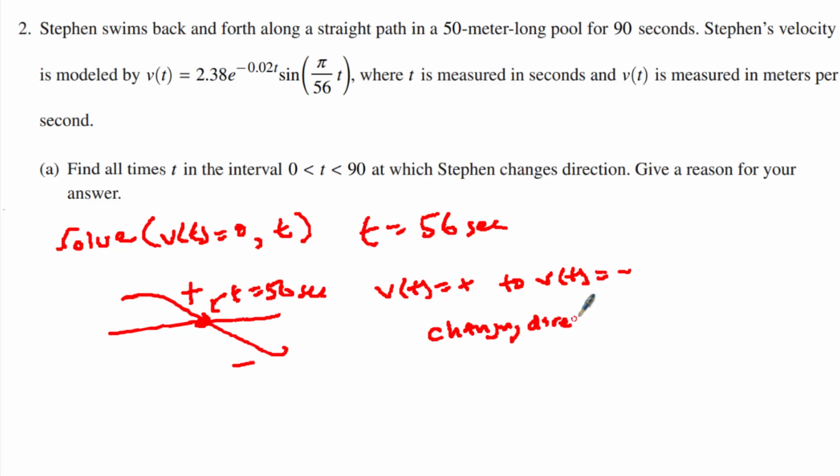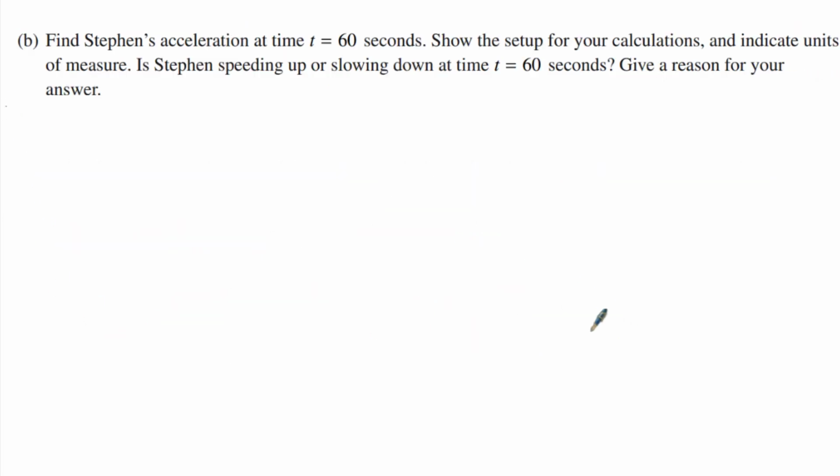And so when the velocity equals 0 and when the velocity changes from positive to negative, that is when Steven is changing direction, and you need a reason with that answer right there. Then we go to question B.